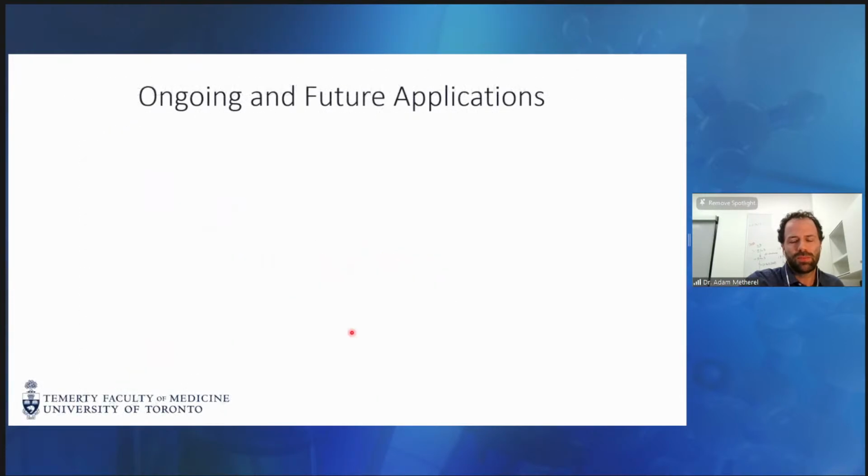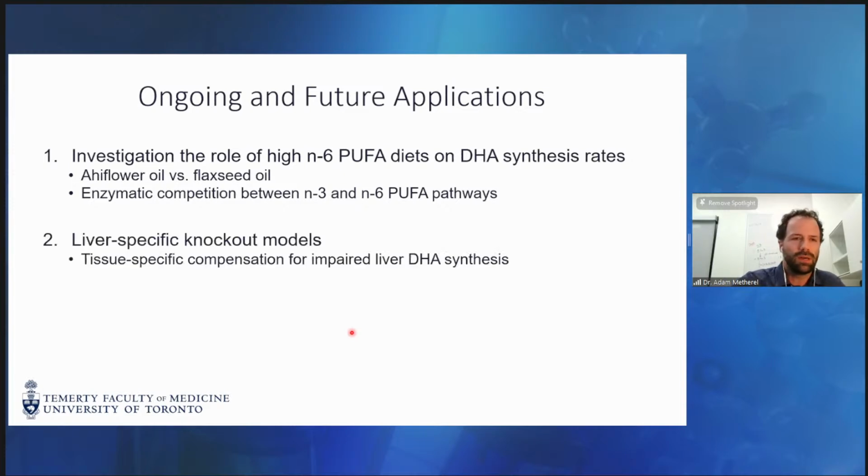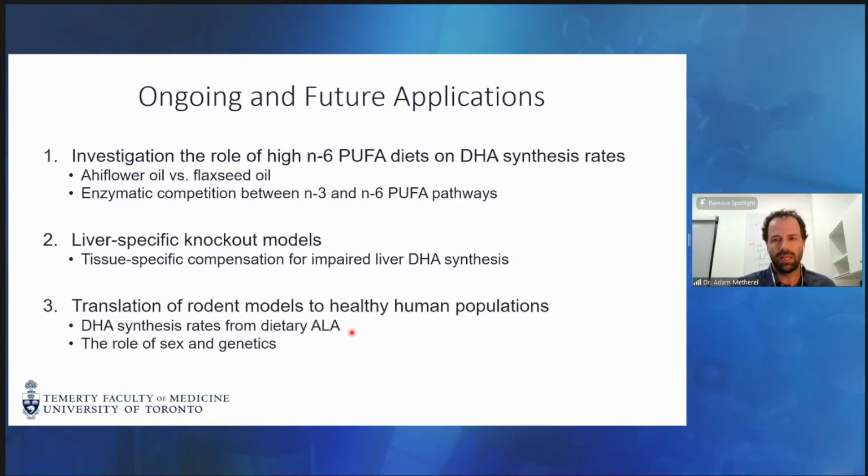So to start wrapping this up, I'll talk a little bit about some ongoing and future applications. We're continuing to work with Nature's Crops to look at the role of a high n-6 PUFA diet on DHA synthesis rates, with the idea that ahiflower might be able to avoid some of this competition between the two sides of the pathway. I'm also looking at liver-specific knockout models to see how there might be tissue-specific compensation for impaired DHA synthesis by the liver. And then we're now developing a study to translate these models into humans.